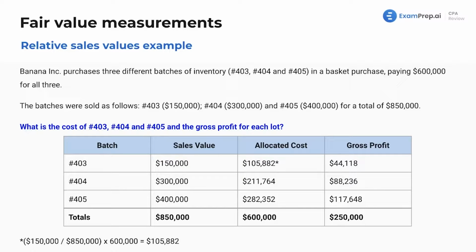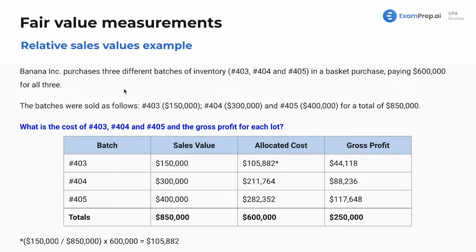The batch purchases involve a group of varying units. The purchase price is going to be paid as a lump sum amount. The lump sum price is allocated to units on the basis of their relative sales value. Let's see how this plays out.